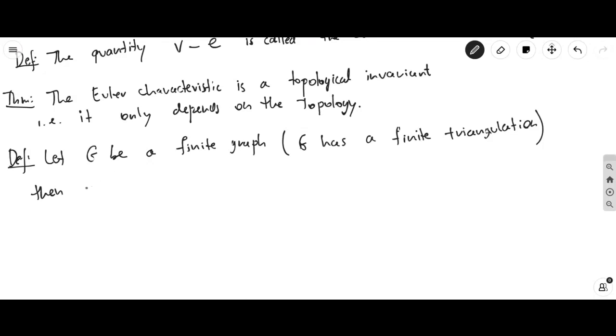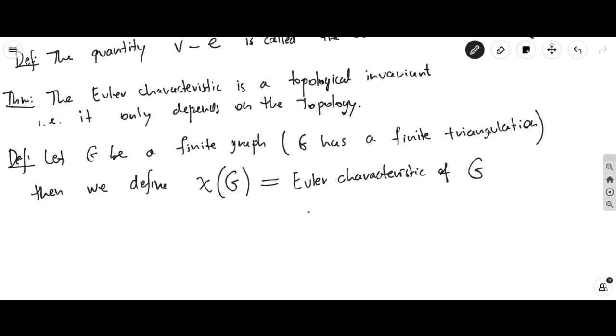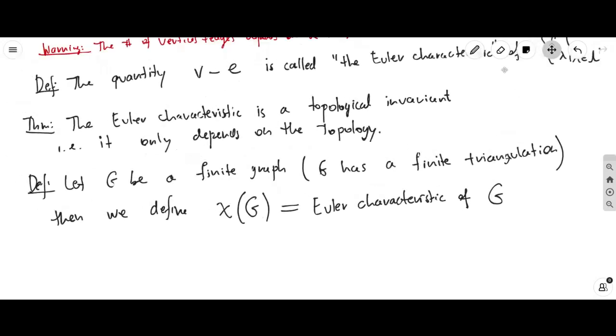Then we define chi of G to be the Euler characteristic of G. And it is computed by using a triangulation. So you choose a triangulation, and after you choose your triangulation, that difference is the way you find the Euler characteristic. Based on this theorem, it will not depend on how you triangulate, and so regardless of how you do it, you will always get the same number. So this is a well-defined notion.